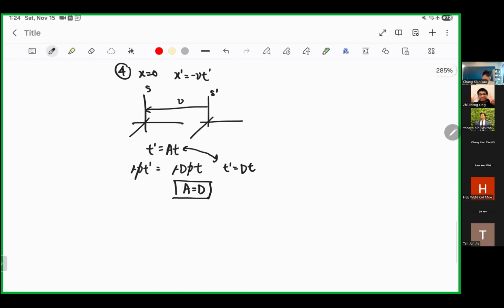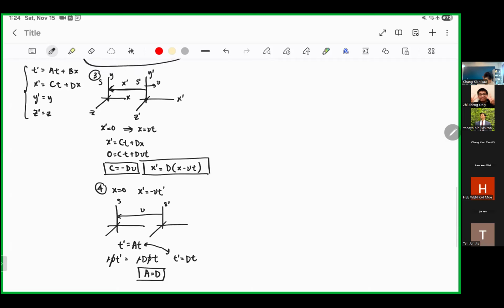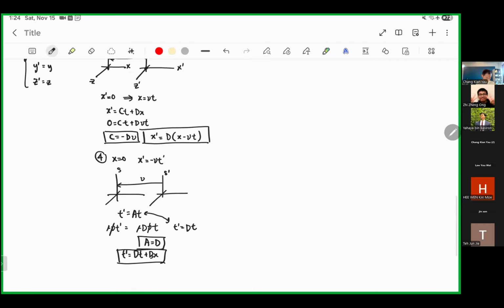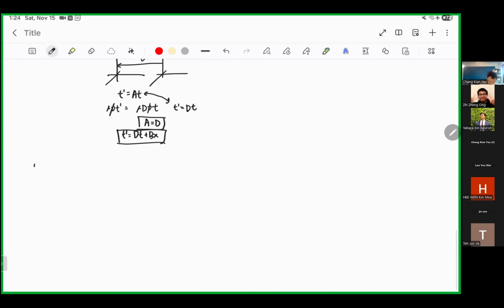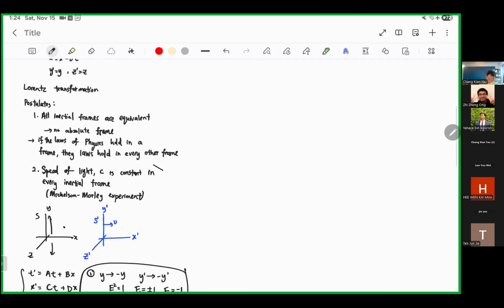So we can get t prime equals dt plus bx. And then we simplify our equations to these two. And then okay, the final step, I'll just write it here, is we use the second postulate here.